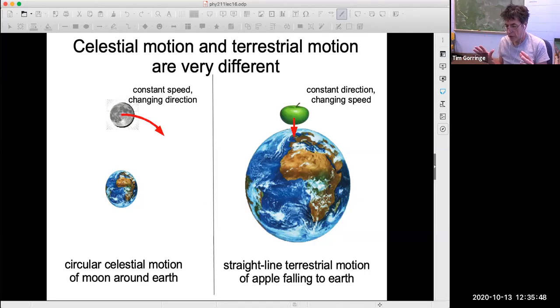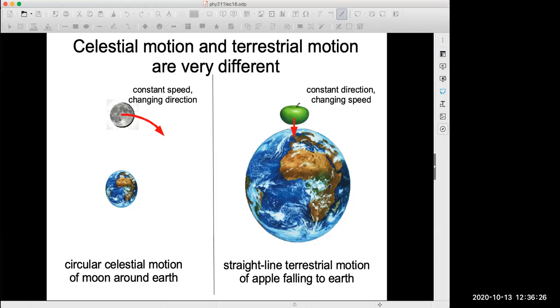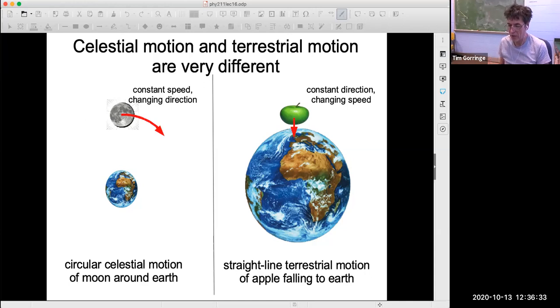For an example of celestial motion, I picked the motion of the moon around the Earth. And for an example of terrestrial motion, I picked an apple falling towards the ground. So those are just going to be our two examples. And on this slide, I want you to note how different those two types of motions are. Firstly, they're different in the size scale of these motions. The apple falls a meter to the ground. The moon travels millions of meters around in its orbit. So the motion of the apple to the ground and the moon around the Earth are completely different size scales.